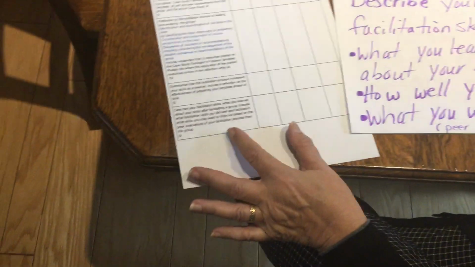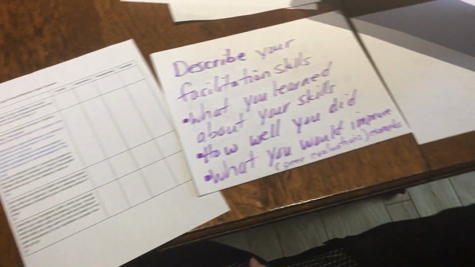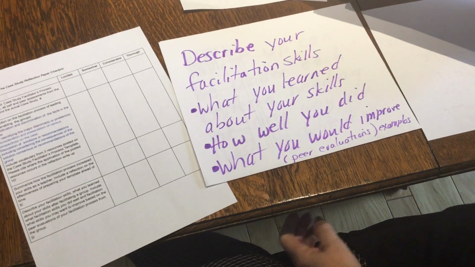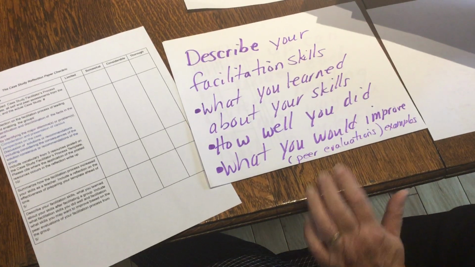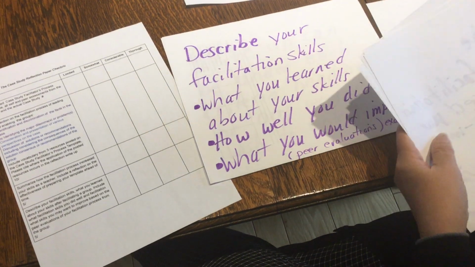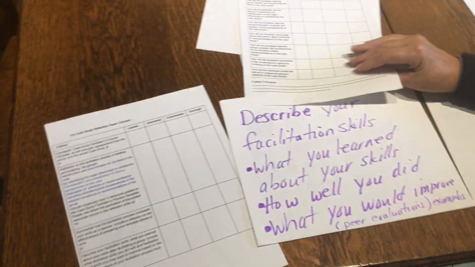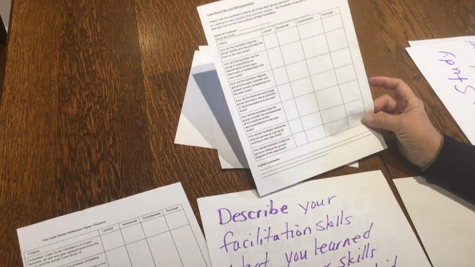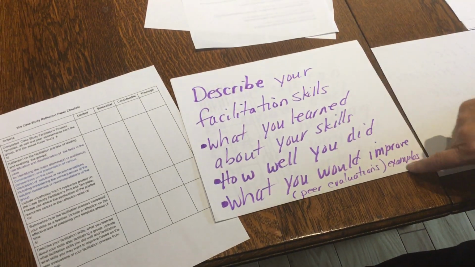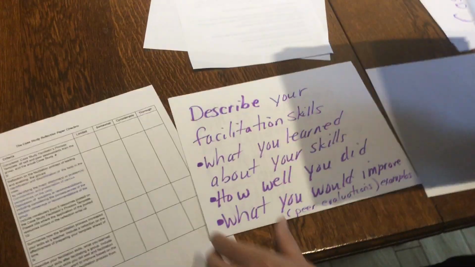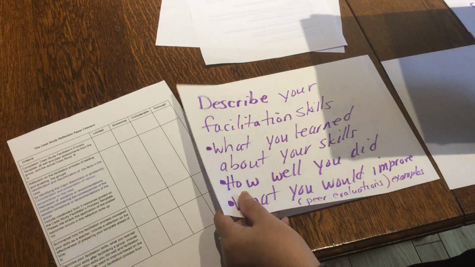Then the next section, which is worth 5 marks, is to describe your facilitation skills. What you learned about your skills, how well you did, what you would improve, and to look at what you want to improve, please look at your peer and self-evaluations that the folks have filled out for you, and also give examples. Remember to give evidence whenever you describe something.